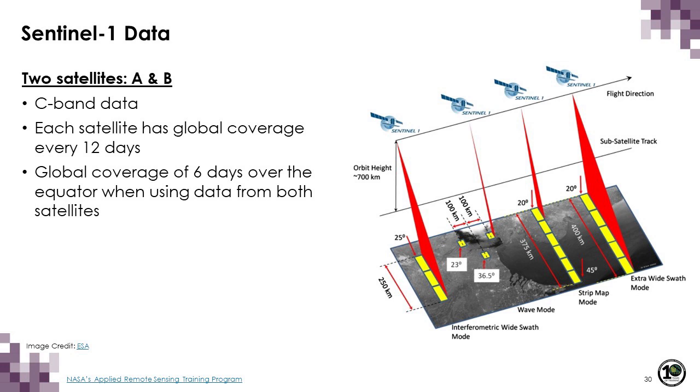The SAR database that you can find on Google Earth Engine is from Sentinel-1. This is a SAR sensor from the European Space Agency. It's a C-band SAR sensor, and they have two satellites in space, Sentinel-1A and Sentinel-1B. Each satellite has a global coverage every 12 days, so between the two of them, there's coverage every 6 days.